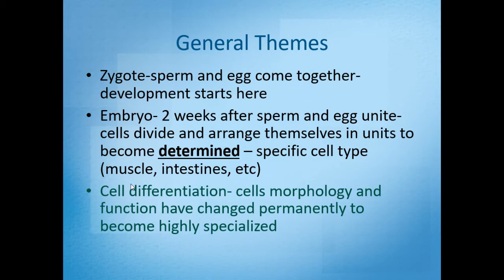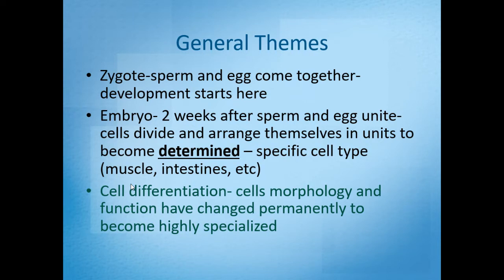The cells are going to divide and arrange themselves into units to become determined. When we say determined, that means that they are going to be very specific as to what they will become later on. Are they going to become a muscle? Are they going to become your intestines? Are they going to be part of your bones? They already know what they're going to be.